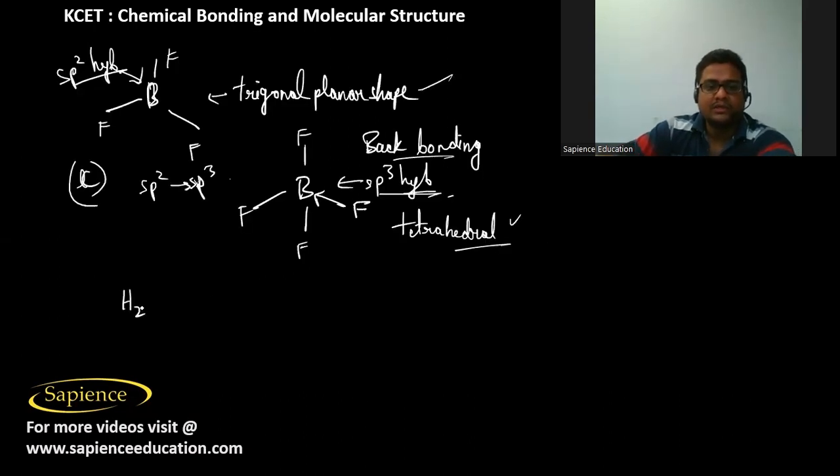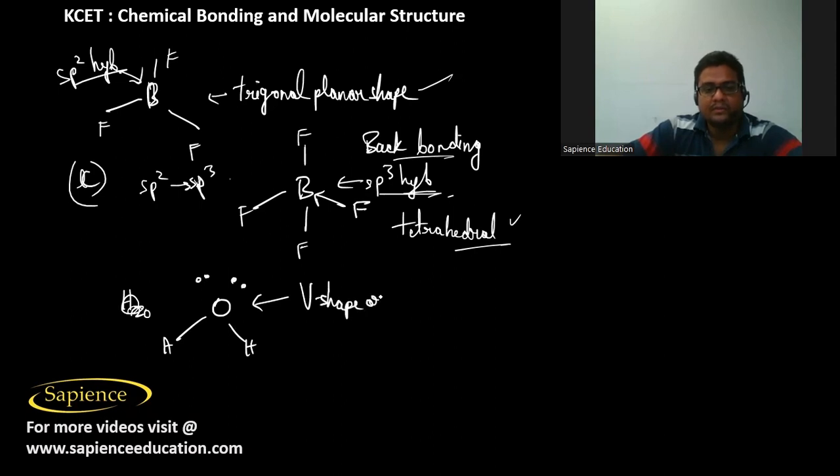Okay, then in option D, H2O changes to H3O plus. For H2O the structure is like this: two hydrogen atoms and two lone pairs on the oxygen atom. So here we have V shape, or bent shape, and oxygen has two lone pairs. So for oxygen we have sp3 hybridization.